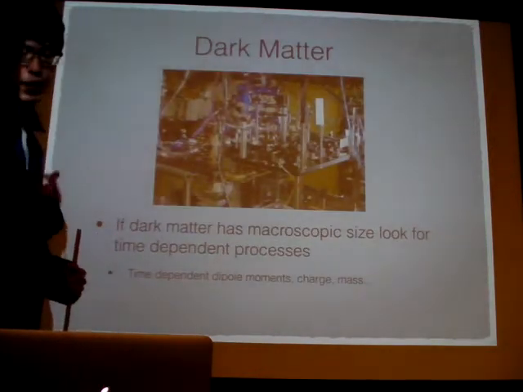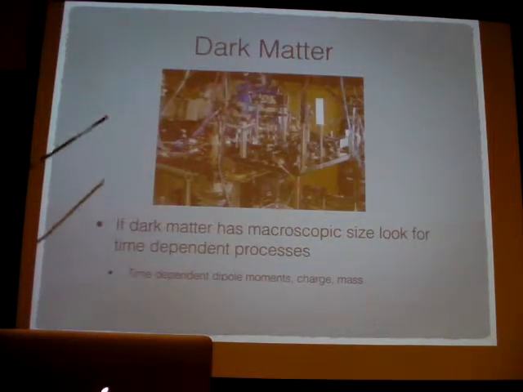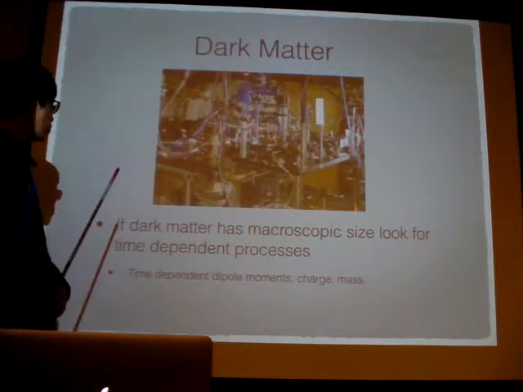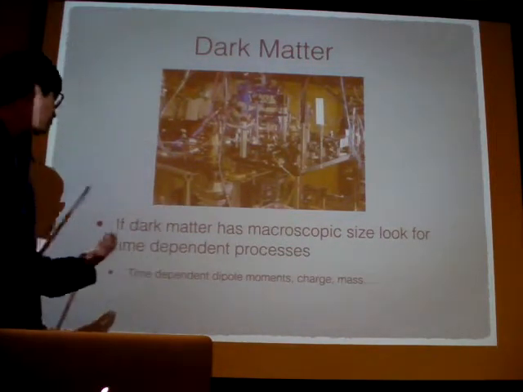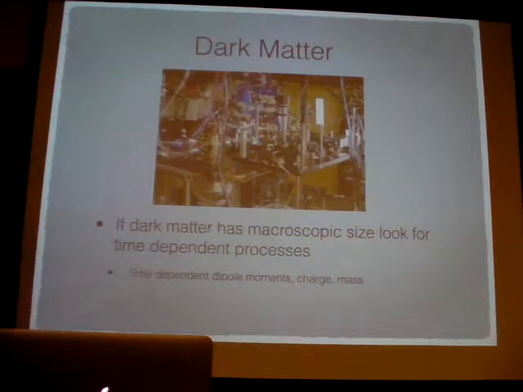And a final example I'm going to give of how we look for light weakly coupled particles is examples where dark matter has a macroscopic size. If you don't treat dark matter as a particle, but as a wave flying through us, and this wave takes macroscopic time, for example, let's say 5 seconds to pass through us, then you can look for time-dependent processes. So if it couples, for example, like a dipole, or if it couples like charge or mass, you can use, for example, very high precision clocks to constrain dark matter.